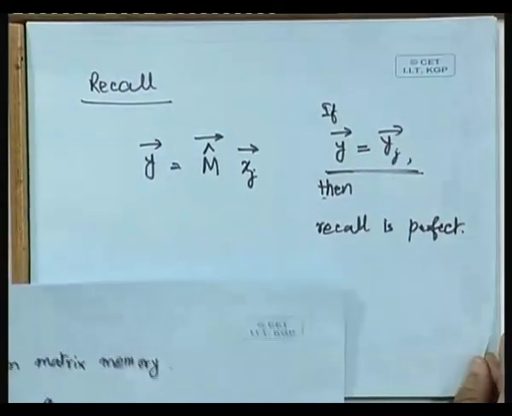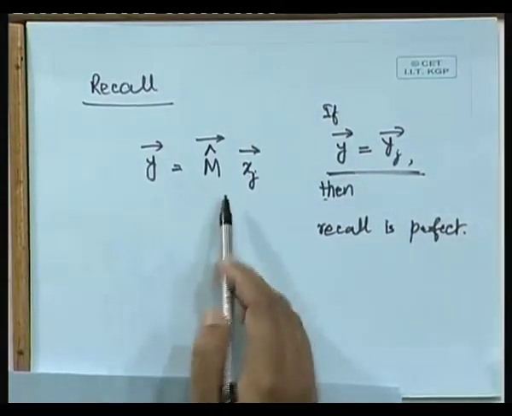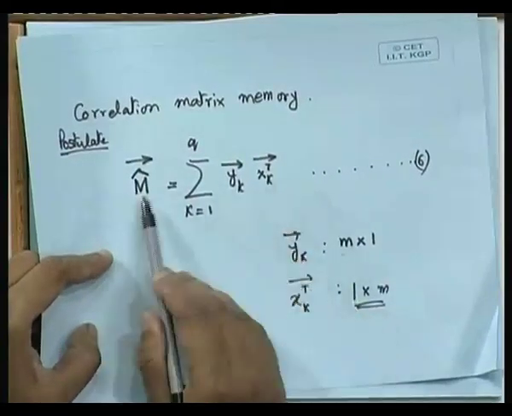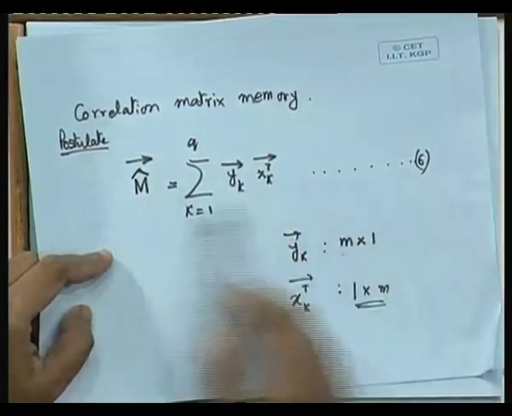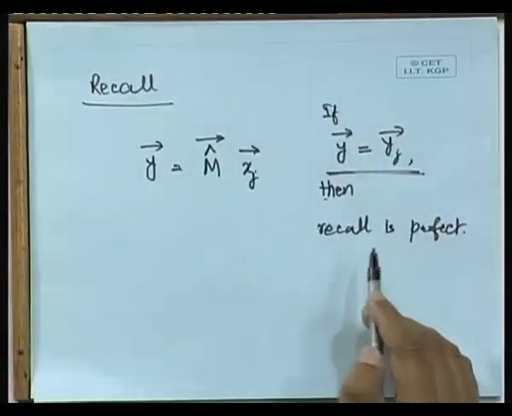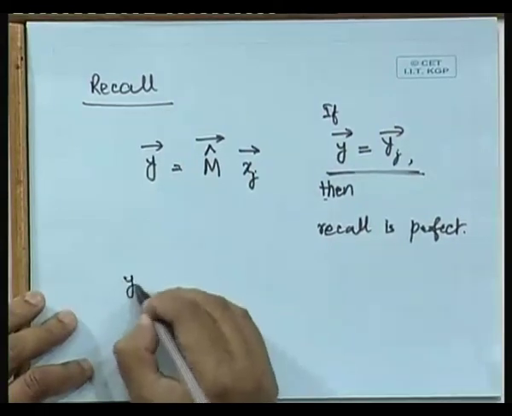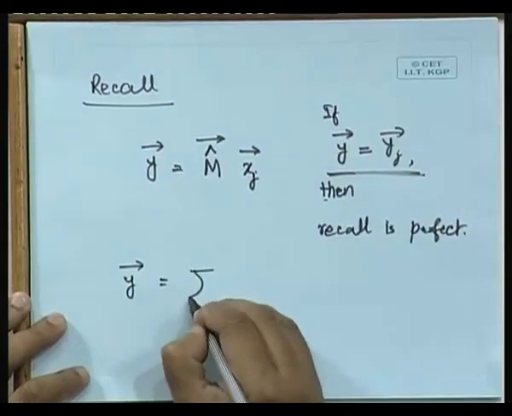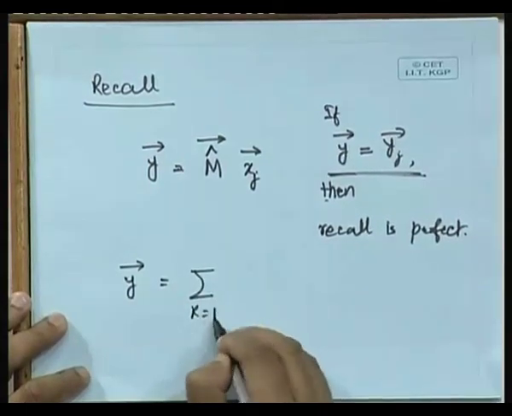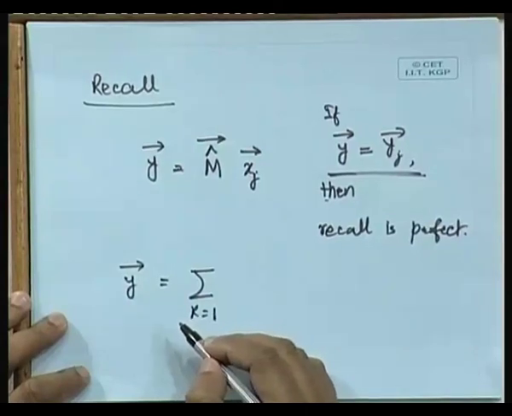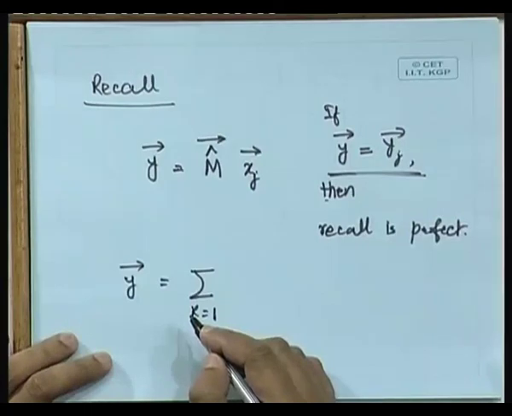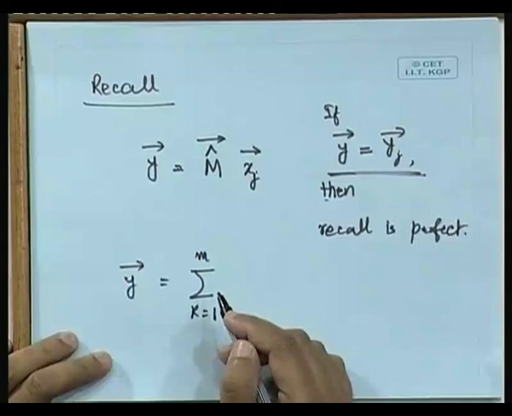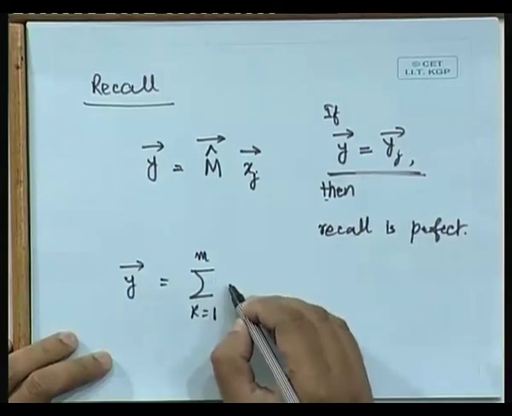And now what we are going to do is that in this expression we are going to replace this M cap vector by this expression, M cap matrix by this outer product expression. So if we put in that case we can write down the y vector as summation over k is equal to 1 to, let us say that we have got m different patterns.